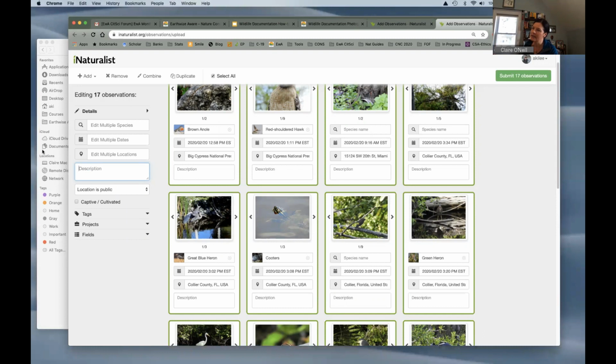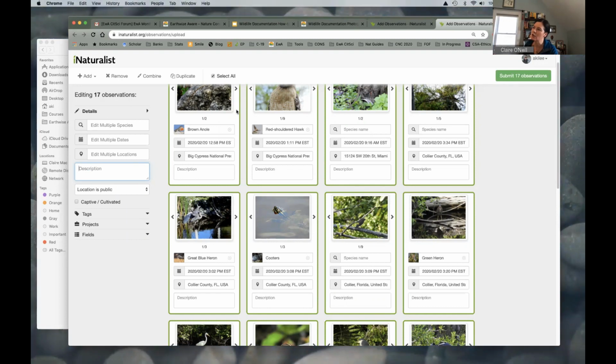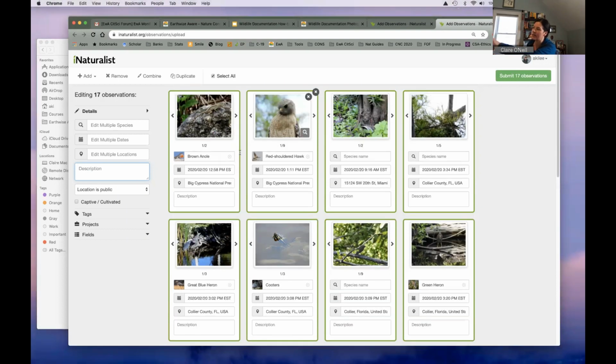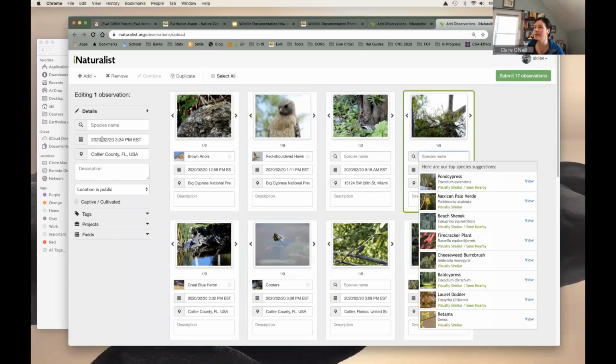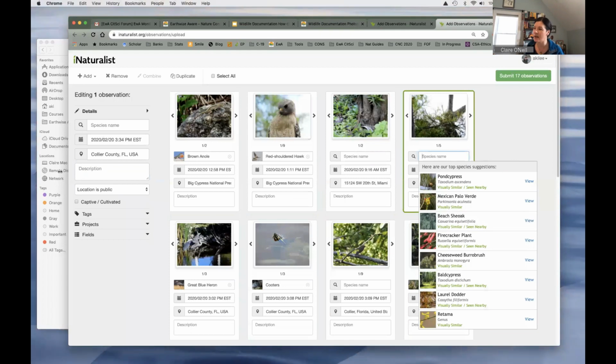I mean, you can edit multiple species, meaning if you had several of the same species, right, you might want to group them that way. I'm not going to touch that because I already did all the work. Oh, there is one missing here. This is a bald eagle. And same thing with the time. If there was something wrong with the time, you can correct them all, or correct them individually, right?